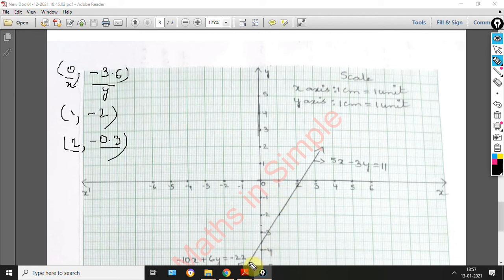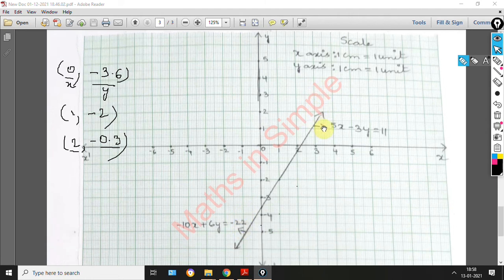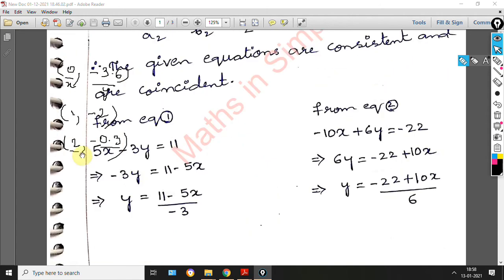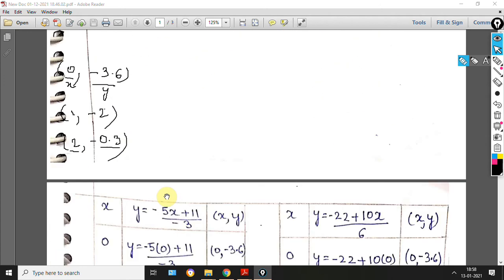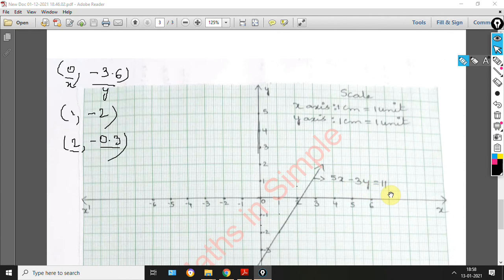Now we will join all the points by taking a scale. If we join, we will get a straight line, and we have to put the equation for that line. For which equation did we get this line? The first equation, which is 5x minus 3y equal to 11. For this equation we got that graph, so we have to mention that also. So the equation is 5x minus 3y equal to 11.